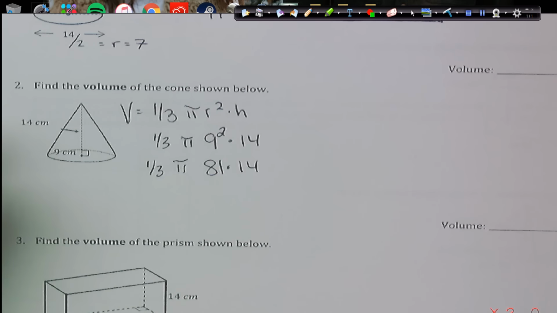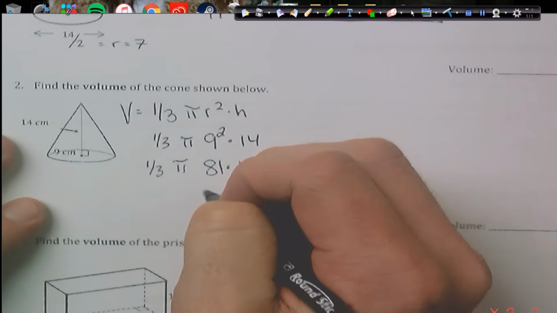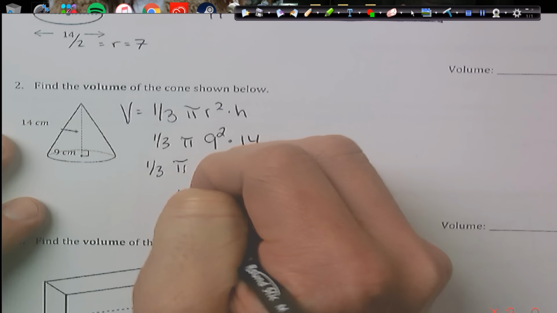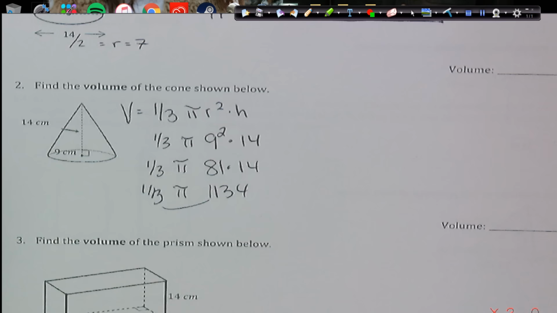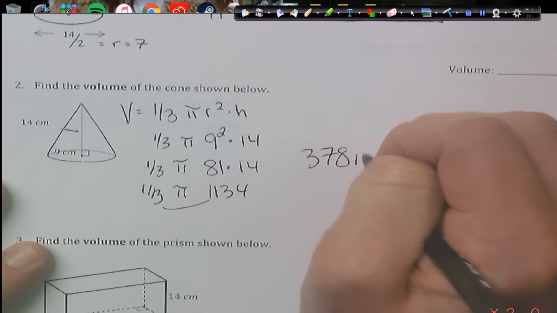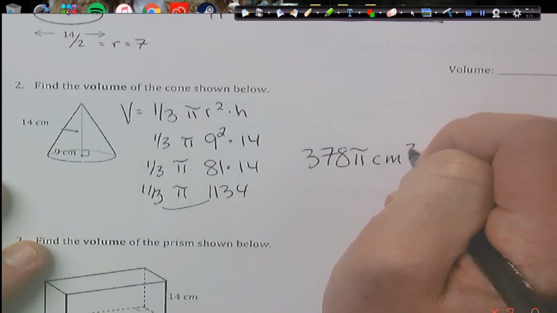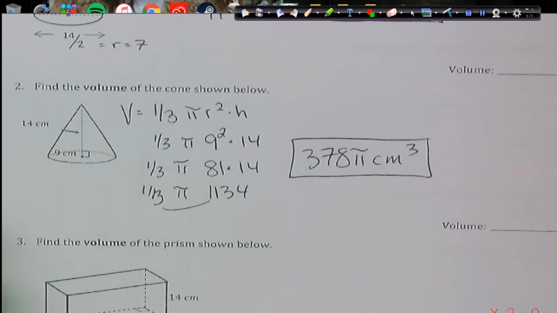And we get this. And I like to evaluate these two together, so I'm going to take 1/3 of 1134. So 378 pi, and then we have the units on this one. And there we go.